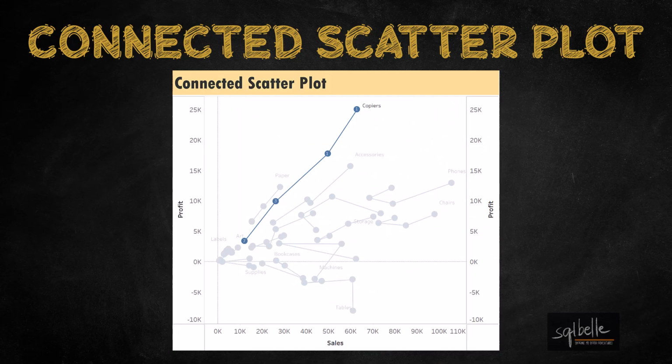The final chart is a connected scatter plot. A scatter plot is used when we want to visualize and analyze two continuous variables, usually between an independent and a dependent variable. The connected scatter plot is a variation of this. In a connected scatter plot, we're going to connect the dots based on a specific sequence. In our example, we're going to introduce our time component and connect the dots based on the time component.